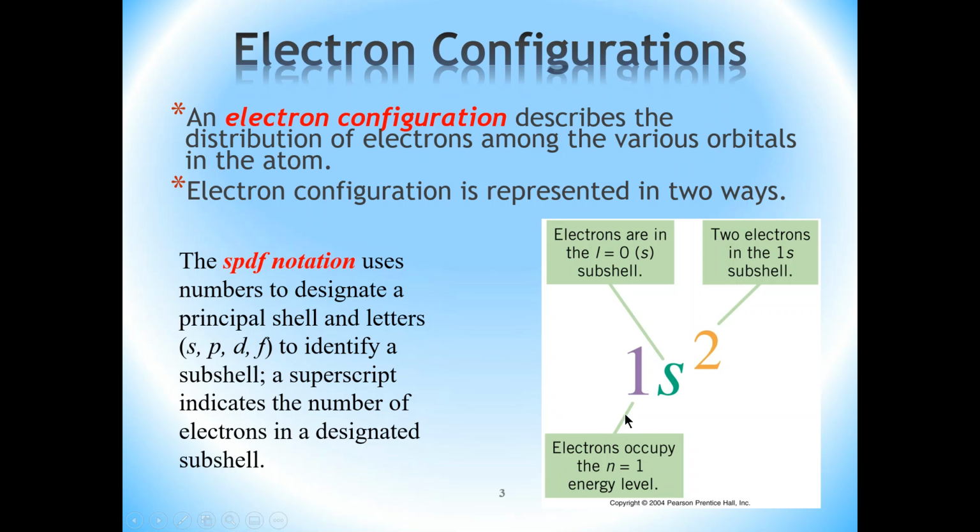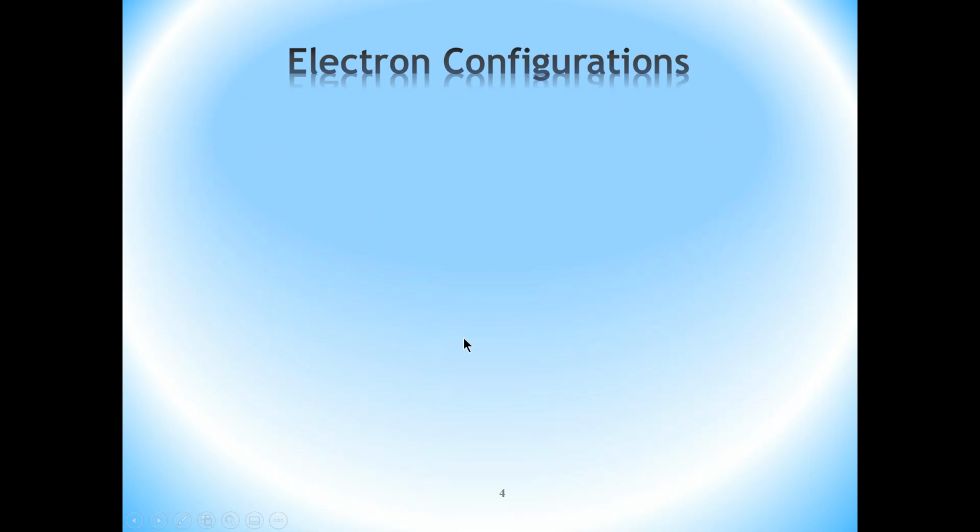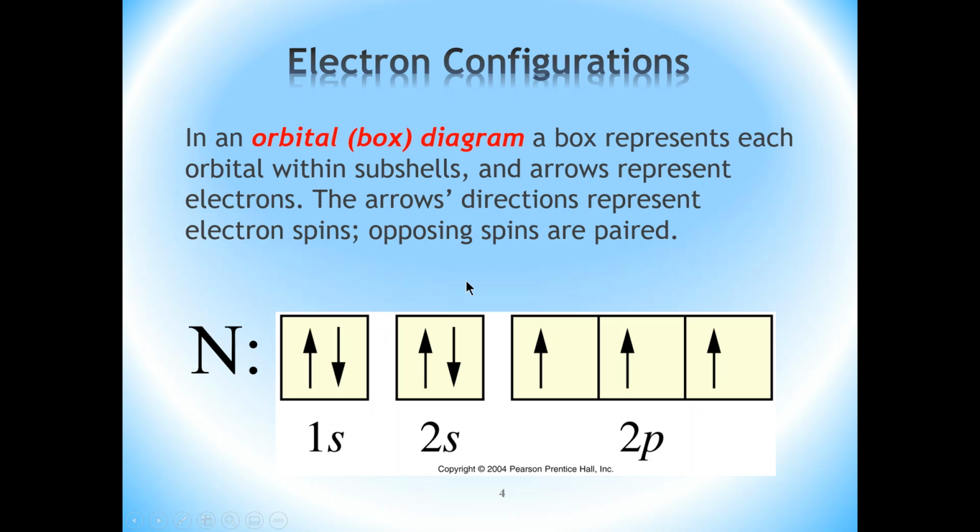In this particular case, this one represents the energy shell or the energy level. This represents the type of subshell within that energy level, and this number here, the 2, represents the number of electrons present within that subshell. So that's basically what the SPDF notation is all about. That's one way of representing the electron configuration of an atom. Another way, which is actually more explicit and gives more information, is what is called the orbital box diagram.